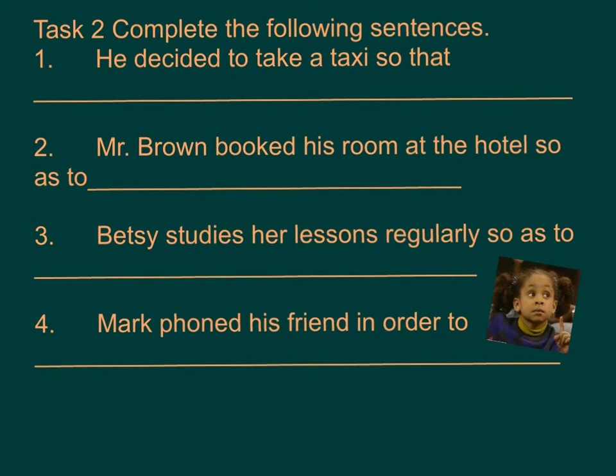Task 2. Complete the following sentences. 大家可以按暫停，試下做一次答案啦。Here are the answers. Number 1. He decided to take a taxi so that he would not be late. Number 2. Mr. Brown booked his room at the hotel so as to upgrade it. Number 3. Bessie studies her lessons regularly so as to get a good understanding of the subject. Number 4. Mark phoned his friend in order to ask him to help him at once.